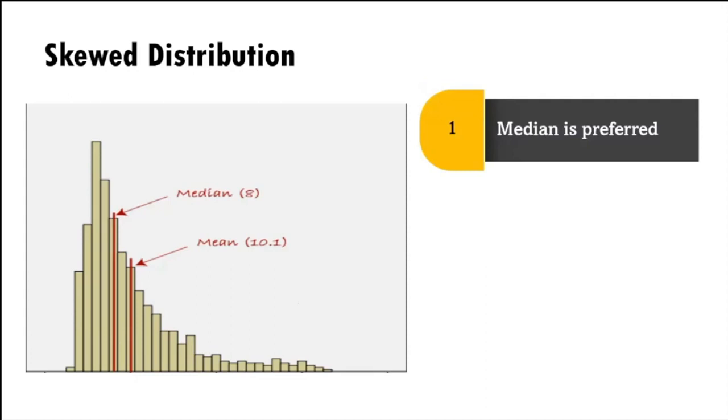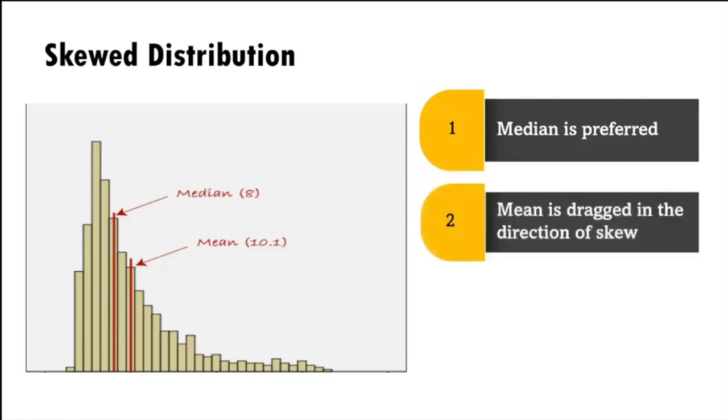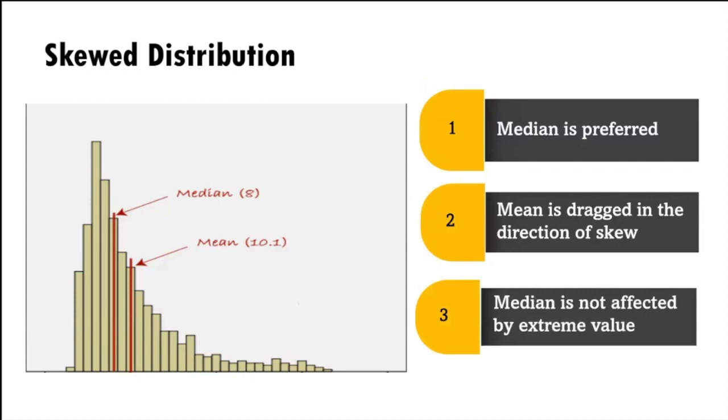And if the data is skewed in nature, median is the preferred way of reporting the central tendency, because the mean is sensitive towards the higher or extreme values. So the mean will be dragged in the direction of the skew. Median is not affected by extreme values, because for the median we arrange the values in ascending or descending order, and the middle one will be the median. So in case of a skewed distribution, median is the preferred way of reporting.